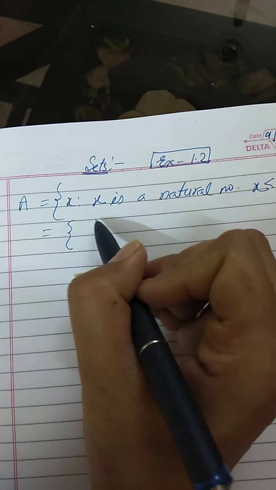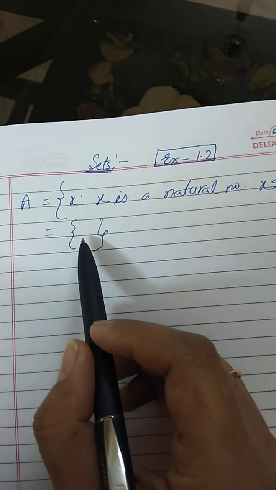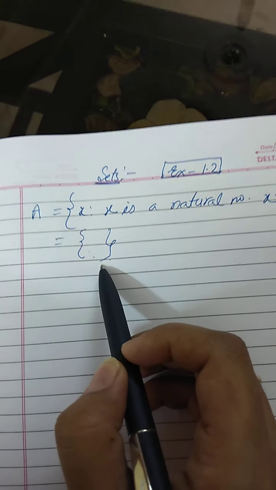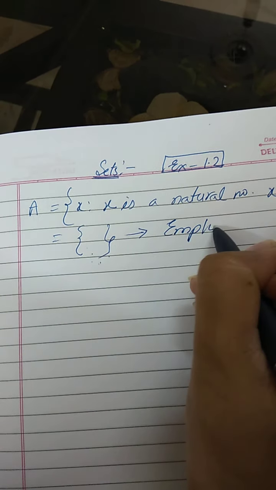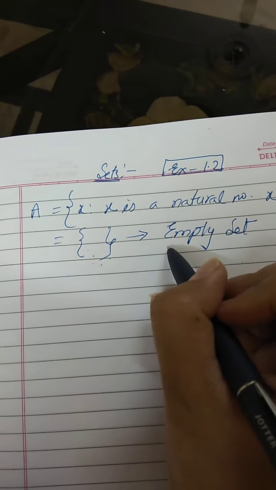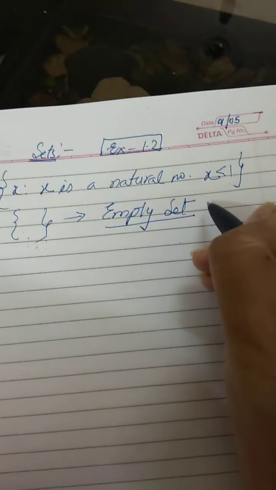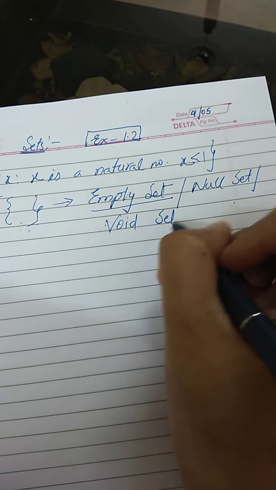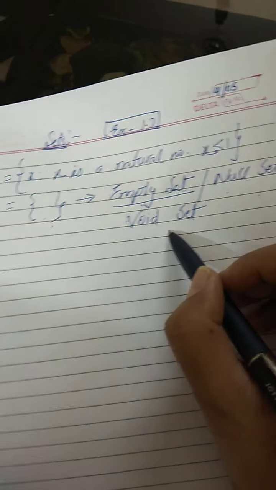What will happen? We don't have any natural number less than 1, because the natural numbers start with 1. So when I write the elements in roster form, there will be no element here. I will not be able to write anything inside these curly braces. That means there is nothing. Nothing means this is an empty set, right? So this is the first type of set that we will discuss, the empty set. It can be named the null set also, and it is also called the void set. So there are three names for the set: empty set, null set, or void set.